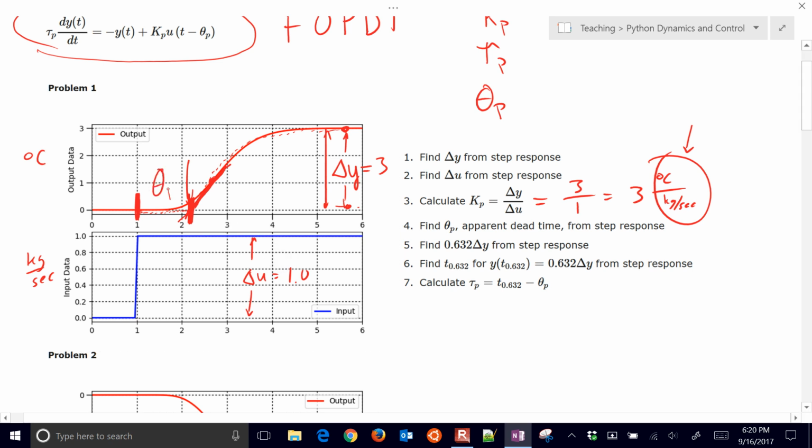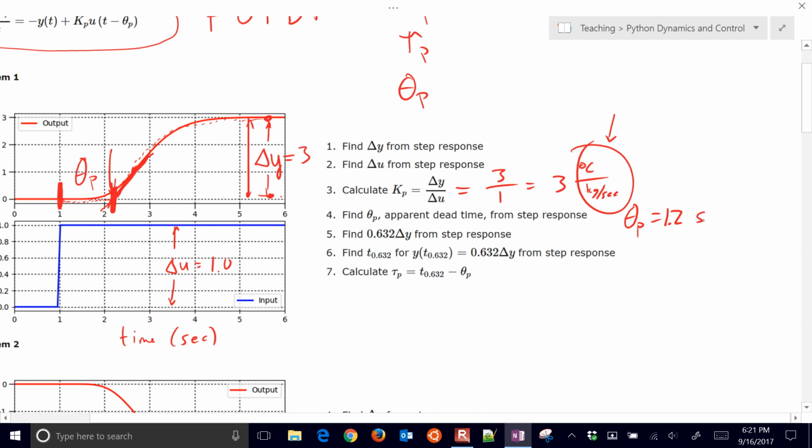We're going to say that this is theta p, and that is about 1.2. This one also has units. I didn't put the time units here, but let's assume it's in seconds, so that would be 1.2 seconds. If those time units were in minutes, it'd be 1.2 minutes.